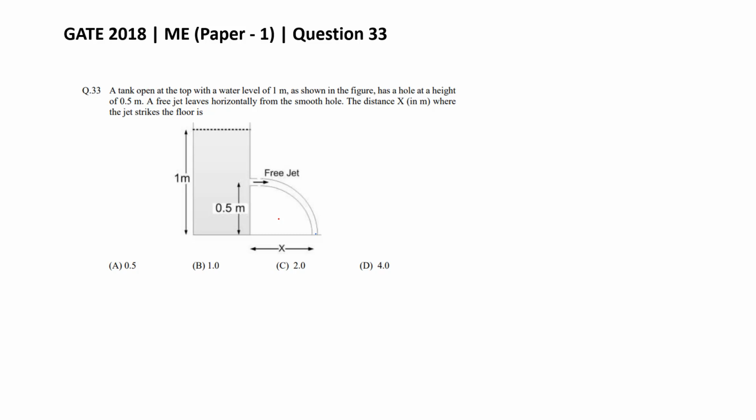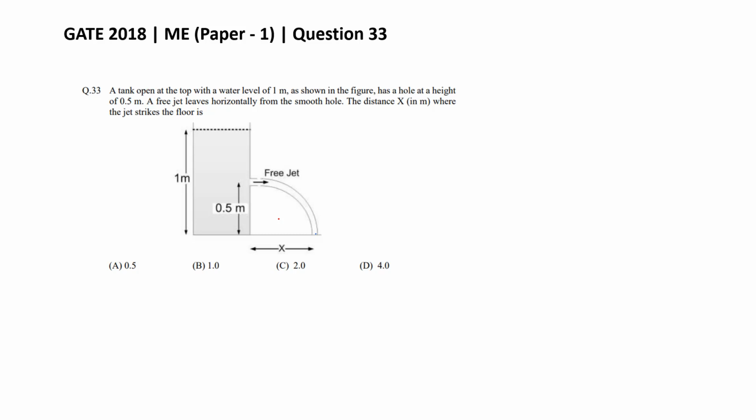So should we calculate the time at first? Time of what? The height of the water. I mean, by using Torricelli's formula. So what is this root of 2 formula? V equal to root of 2gh. And what is V here and what is h here?